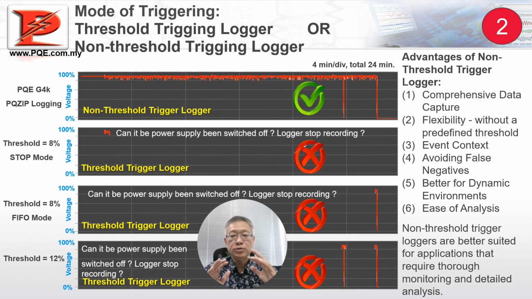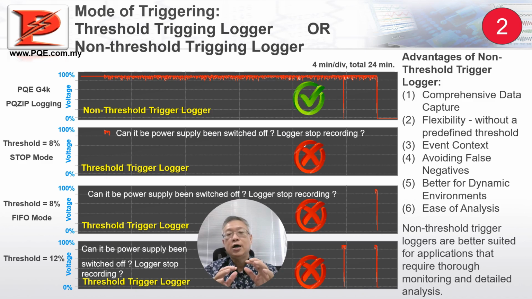In the market, there are two types of recording mode. One is based on threshold trigger. The other one is non-threshold trigger. So the working principle behind the threshold trigger logger is, as the name suggests, we need to pump in the threshold. Right? Threshold for the voltage, threshold for the current, threshold for the frequency, threshold for all the electrical parameters. So it's very tiring. You need to key in all the thresholds for all the electrical parameters.